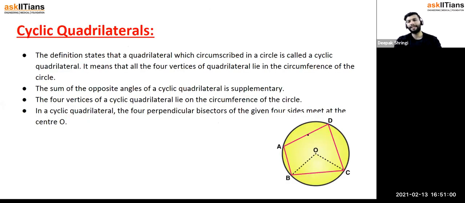Fine. Now let's discuss something about a cyclic quadrilateral. Guys, first of all, what is the meaning of a cyclic quadrilateral? There's a quadrilateral ABCD which is circumscribed in a circle, so it is called a cyclic quadrilateral, right? It means that all four vertices of the quadrilateral lie on the circumference of the circle. True.